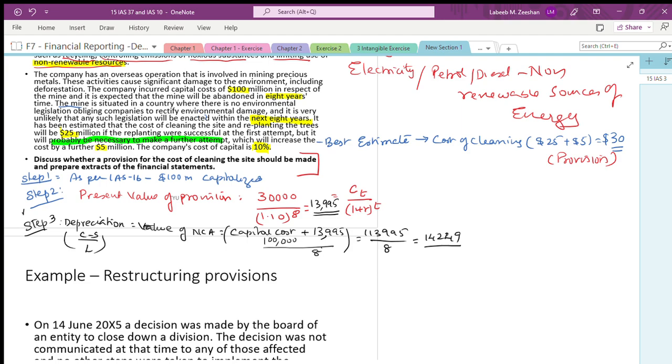Is it right? Step 4. Slowly and steadily I am doing. Is it right? I am right. Step 4. Once you have done these steps, other things are a piece of cake.